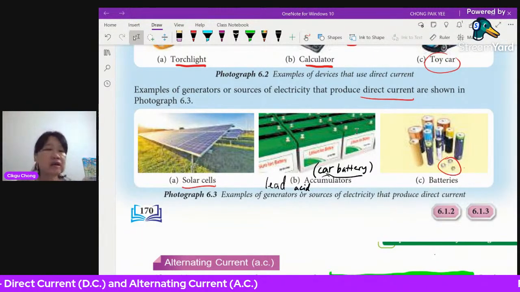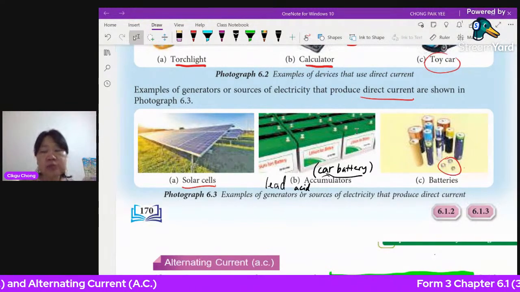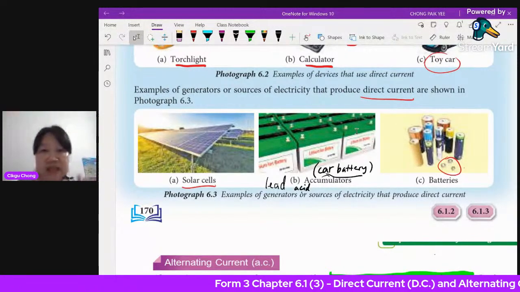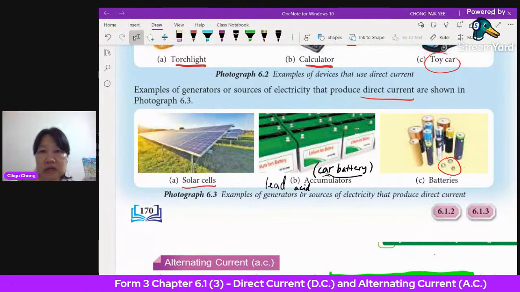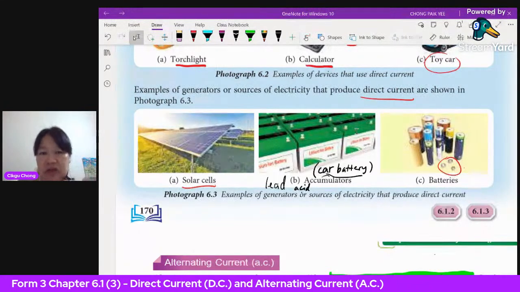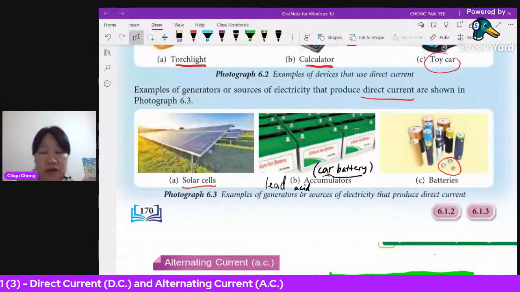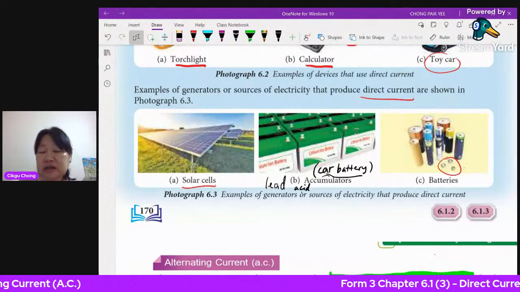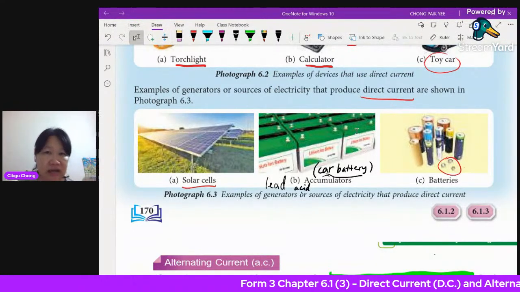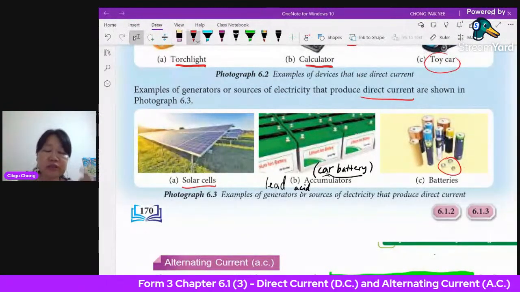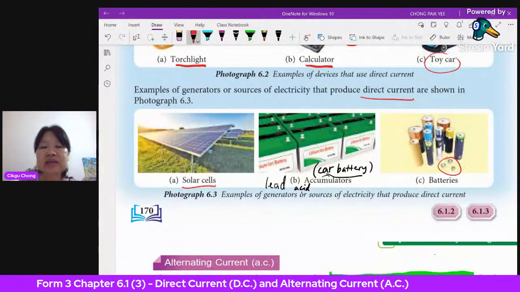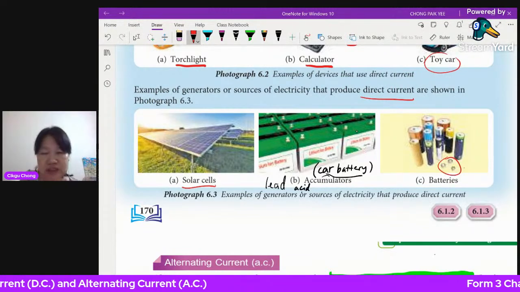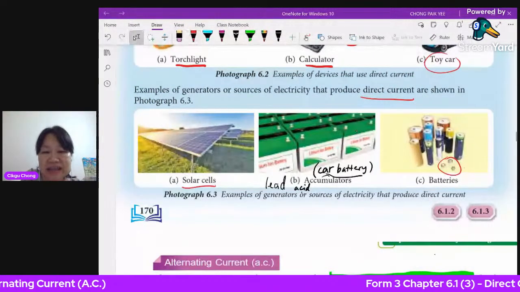Usually when a car cannot start, it's most probably because the car battery has died. That means there's no more potential energy inside, and it just cannot produce any current. You need the car battery to ignite the ignition system. So when the car cannot start, the first thing to check is the car battery. This is called a lead acid accumulator.